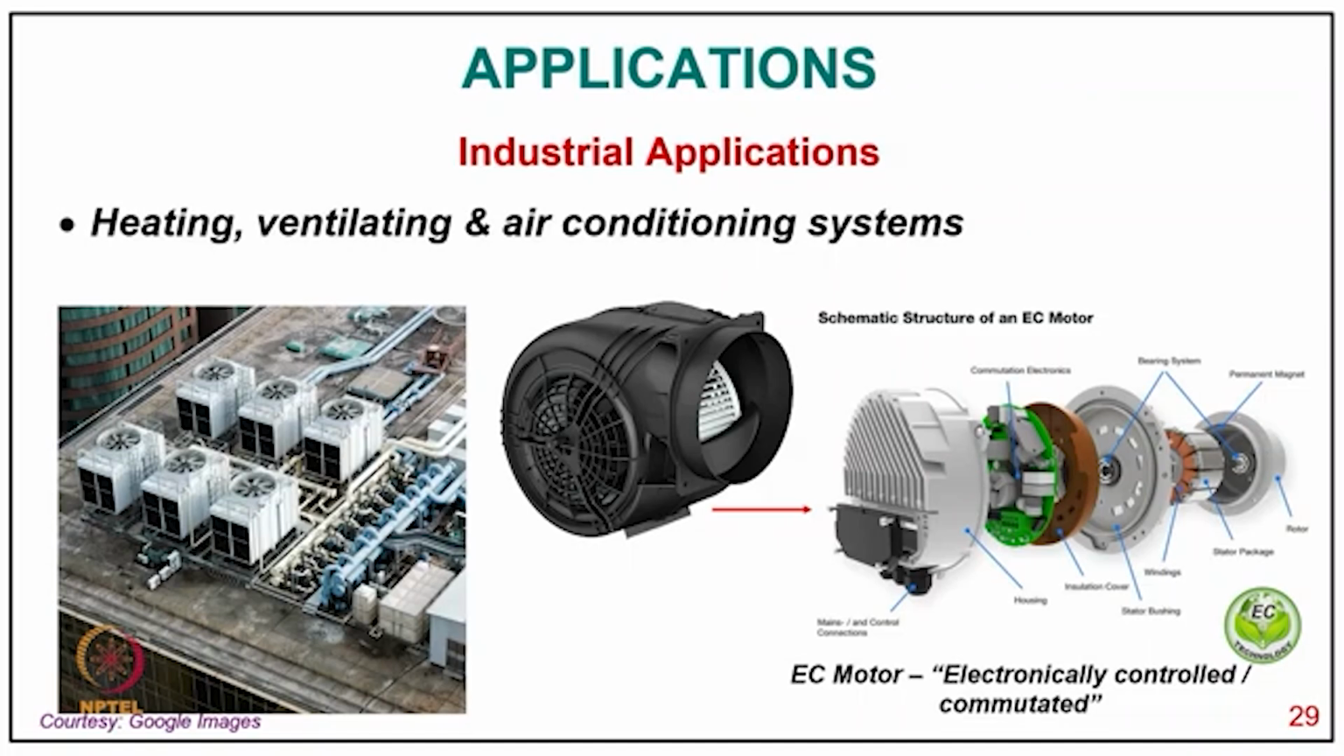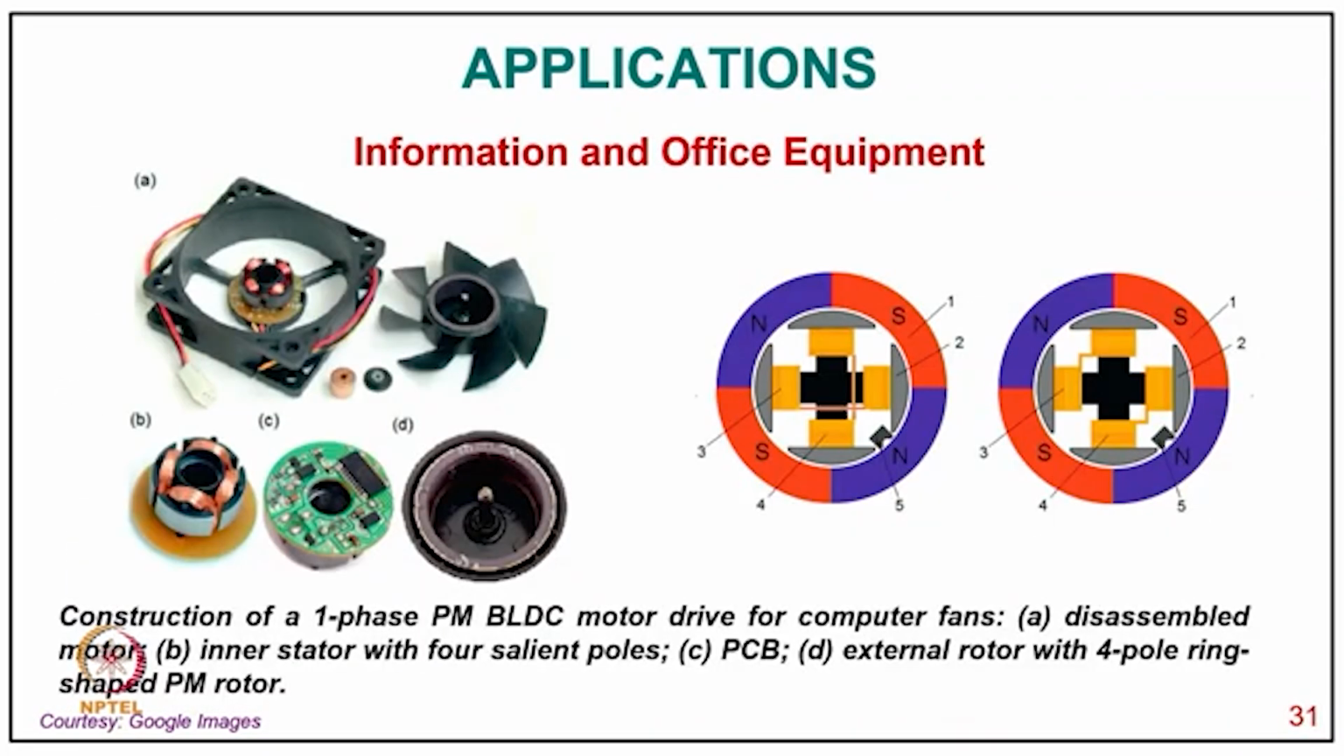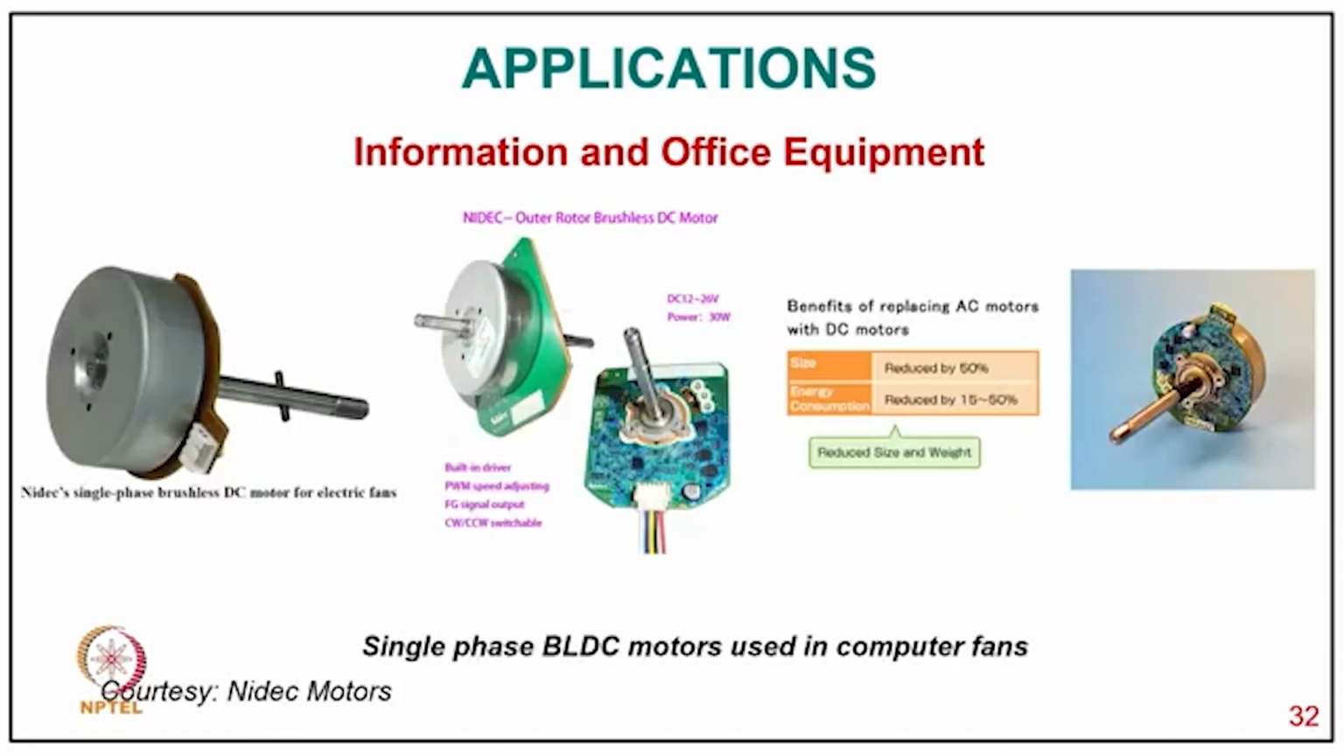Then the heating, ventilation and air conditioning system, because of energy efficiency. You can see how these systems are put as an HVAC and electronic control motor, and how it is really the final component of these motors, with different construction. So of course they are used in information office equipment, typically computers, printers, plotters, scanners. They are also used, as you can see, in the internal diagram of different kinds of fans, like the single phase BLDC motor for computer fans, the disassembled motor with inner stator and pole, then the printed circuit board for the controller, and the external rotor with the 4-pole ring shaped permanent magnet.